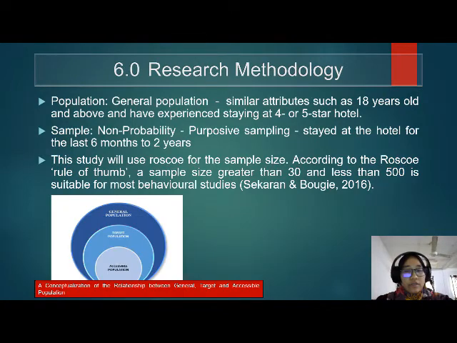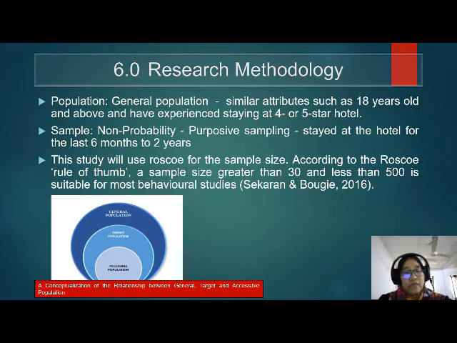Moving on to the research methodology. Basically, the population for this research is a general population with similar attributes. If they are 18 years old and above, have experienced servicescape, and have stayed at a 4 or 5-star hotel, they can be one of the respondents. The sample will be non-probability, purposive sampling, and they stayed at the hotel within the last 6 months to 2 years.